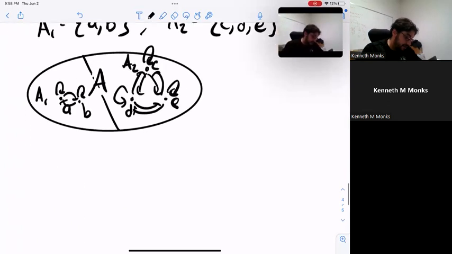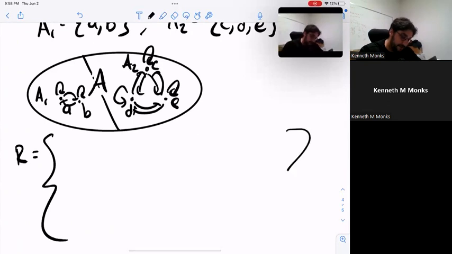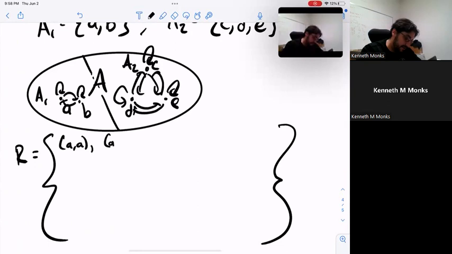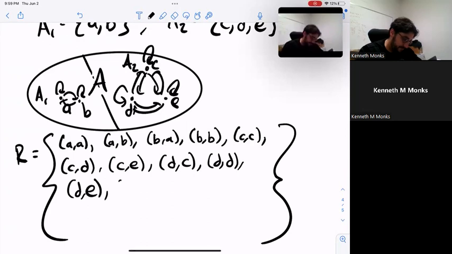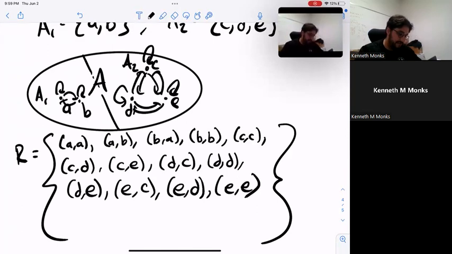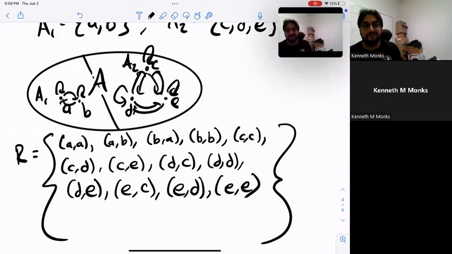If you wanted to write out the relation longhand as a subset of A cross A, you could. We have 13 elements to start out. So it's a little tedious, but just to really show what that relation is, I think it's worth it. So AA, AB, BA, BB, CC, CD, CE, DC, DD, DE, EC, ED, and EE. And this should be, let's see, 1, 2, 3, 4, 5, 6, 7, 8, 9, 10, 11, 12, 13. There we go. The 13 ordered pairs in this relation.